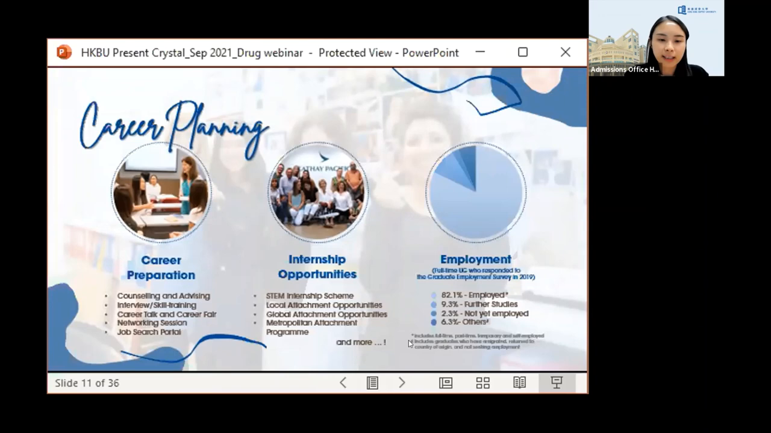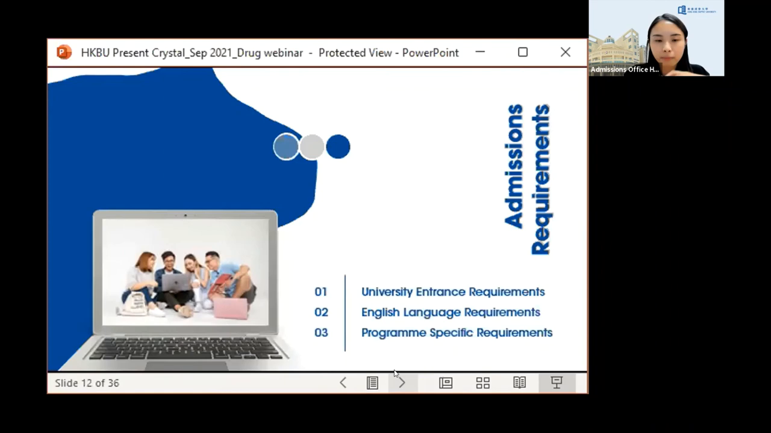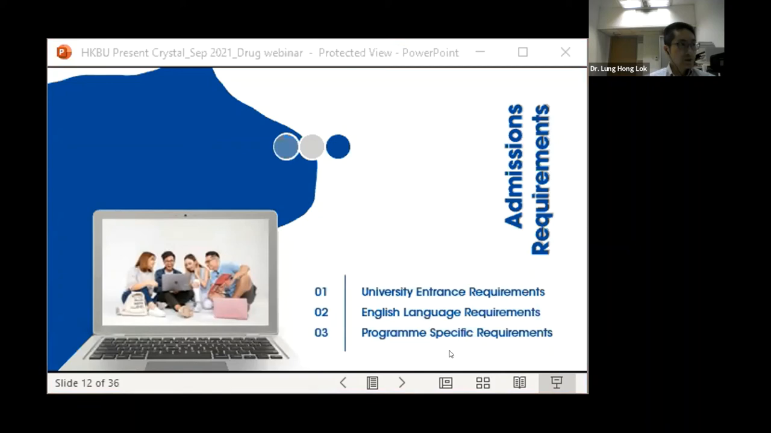And then here is a bit more practical information about the admissions requirements, and how you are going to apply to us. For HKBU, we have 3 parts of admissions requirements. The first part is university entrance requirements, the second part is English requirements, and the third part is program specific requirements. In the next few slides, I'm going to explain a bit more about that.